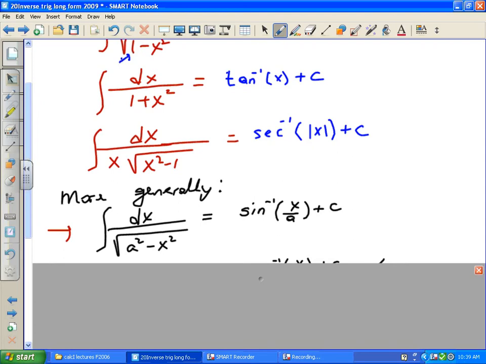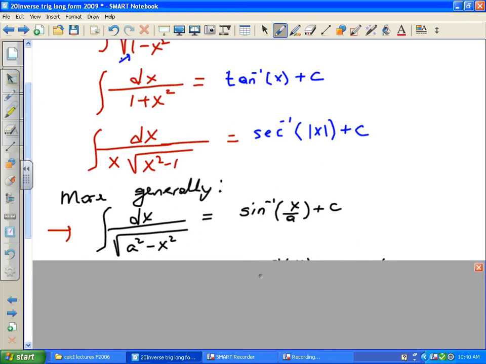Again, how does this differ from the previous? We had 1 minus x squared there, right? So there a was 1. But it doesn't have to be. It can be any number. Then the answer changes slightly. Then it becomes sine inverse of x over a. And if you are so inclined, you can differentiate the right-hand side, and you'll be able to show that that will give you the left-hand side.